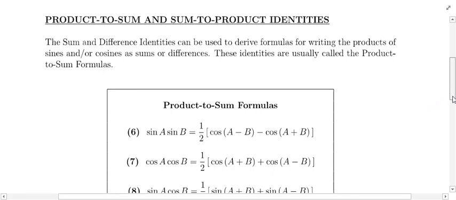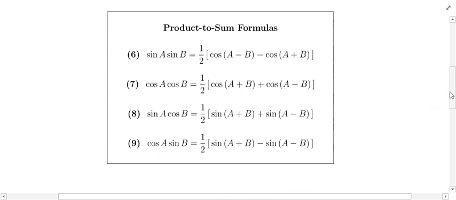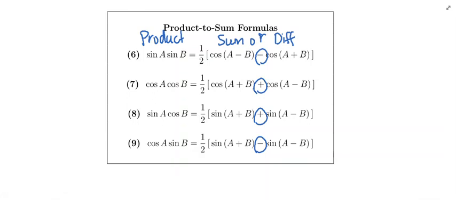These identities are usually called the product to sum formulas. So they are listed in the box. There are 4 of them. Before I read through these, I want you to notice that on the left side of the equal sign, you're going to see something times something, so a product, you're multiplying. On the right side of the equal sign, you see a sum or a difference, because you're adding or subtracting. That's why these are called product to sum formulas: you're starting out with multiplication and then it's being changed over to something you're either adding or subtracting.